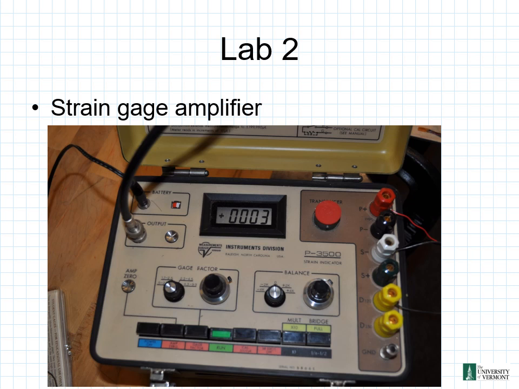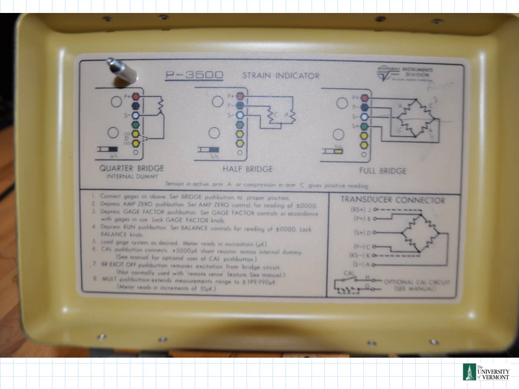Shown here is some of the equipment we'll be utilizing in Lab 2. This is the strain gauge amplifier. It's a little bit older one, the P3500, but it works perfectly for what we're doing. It plugs right into our strain gauges. If you take a look inside the top, it gives you a little bit of instructions on how to use it, what to connect the wires to for quarter bridge, half bridge, and full bridge. This information is right there underneath the top lid of our amplifier.